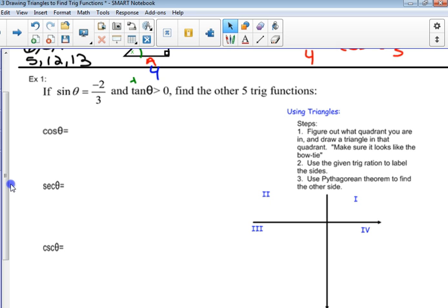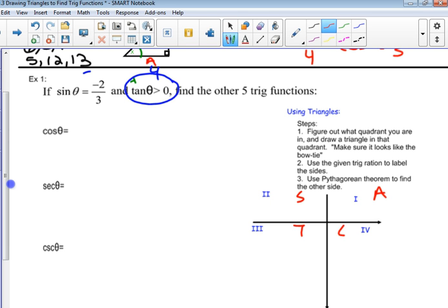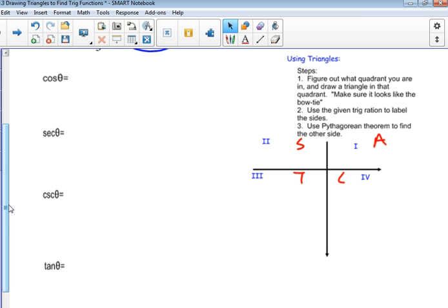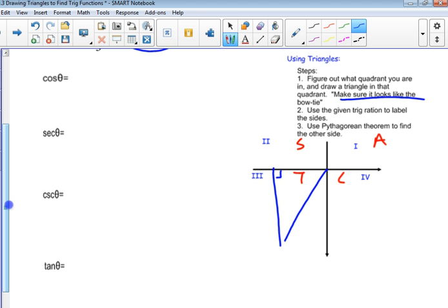Third. How did you get third quadrant? Tangent positive, sine negative. You got it. Nice job. So you're going back to your little ASTC. The third quadrant is where your tangent is going to be positive, but the sine will be negative. So when we draw our picture, make sure that it looks like a bow tie in that quadrant. The end of the bow tie, we've talked about this before too.